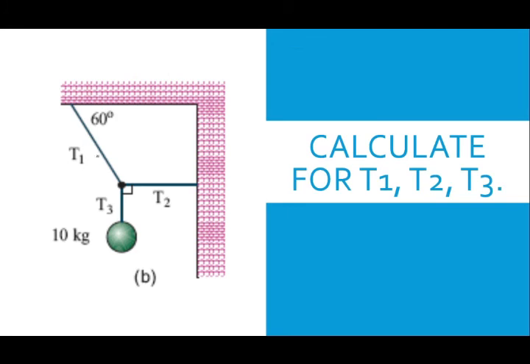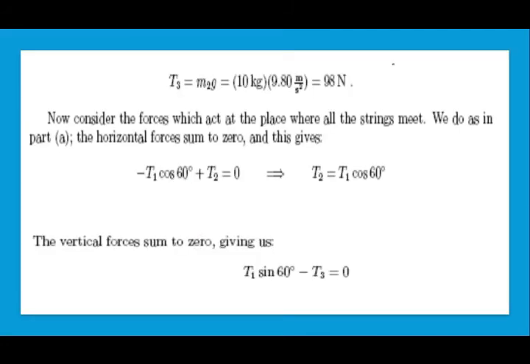Syempre, pag tinignan niyo itong diagram natin, again, we have the free body diagram of kaganyan. This is your T1. This is your T2. And it is to the right. Tapos, this is your T3, which is downward. Nagkataon na ang given dito is the mass. So that, for free body diagram, T3, diba? For T3 muna tayo, the sum of all the forces is equal to 0.